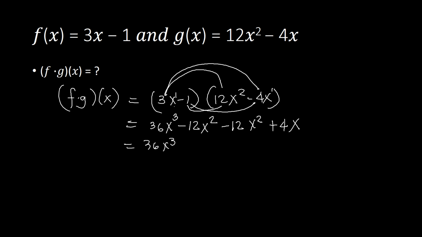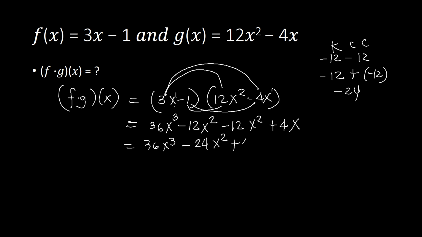This one is already arranged, so we need to combine like terms. Negative 12 minus 12. So again, KCC for negative 12 minus 12. KCC for this one. This is negative 12. Change this one to a plus. Change this to a negative number. So this is negative 24. Copying the common variable and the exponent. Then we've got 4x. So this is now our final answer for f times g of x.